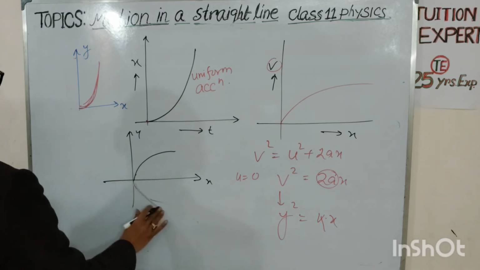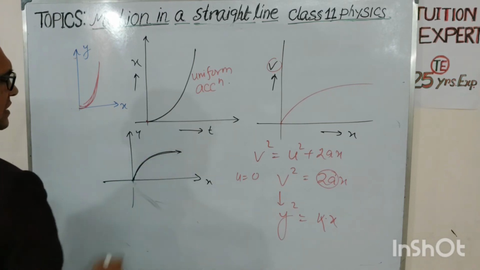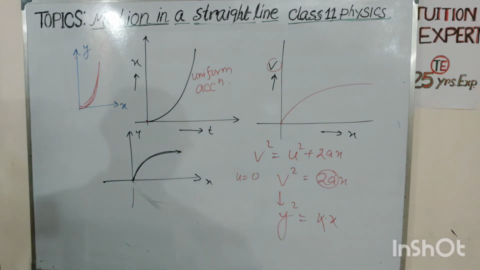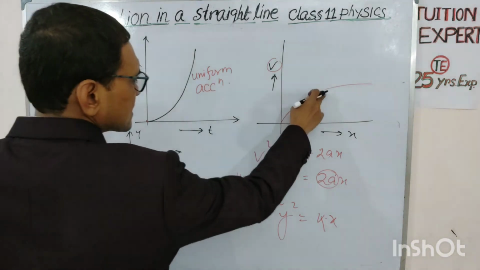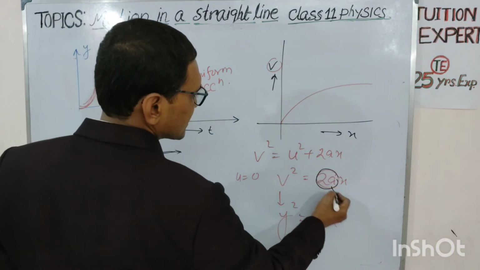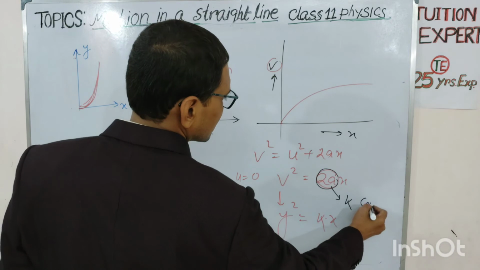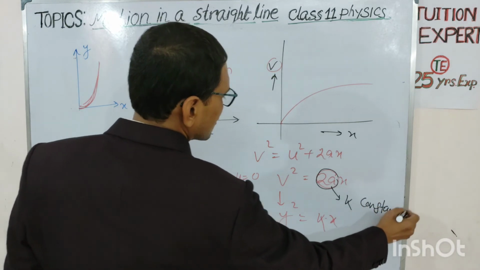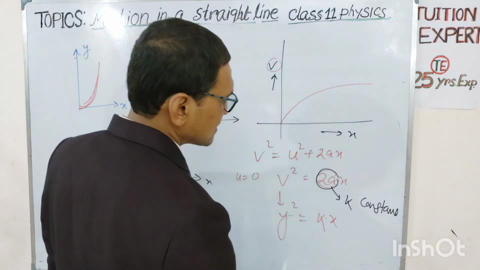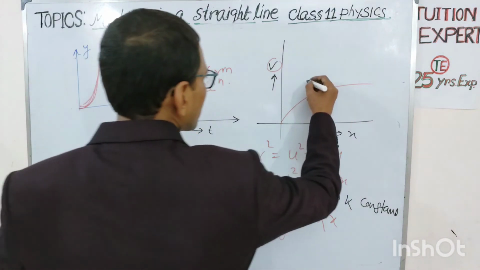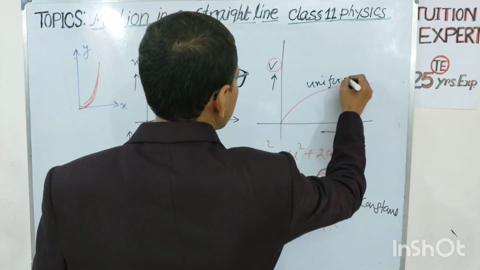One part of this is this, so y square equals kx. So this is a part, and these and these are the same. So this is constant, this is constant, which means acceleration is constant. So this graph also denotes uniform acceleration.